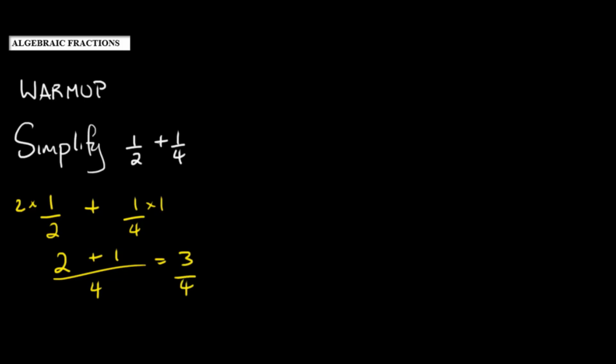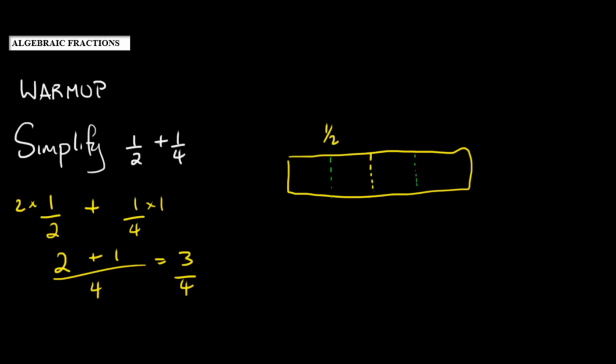Some of you may have also done it visually. So you may have thought about it and said, okay, I want to find a half of something, right? That's probably somewhere right here. And I want to add it to a quarter of that thing. So that means I'd split that thing into 4 parts. And the quarter would be right here. So if I have a quarter here and a half here, then overall I'd have 1, 2, 3 quarters. So that would be equal to 3 over 4.